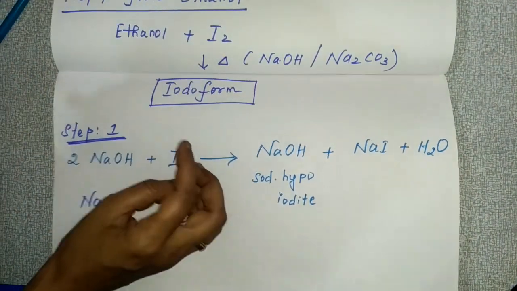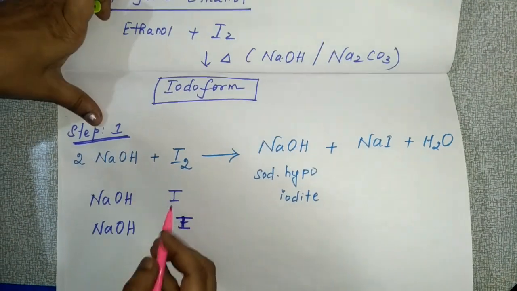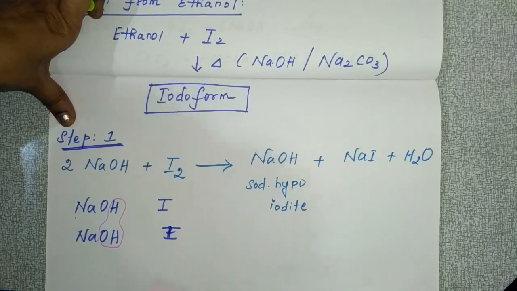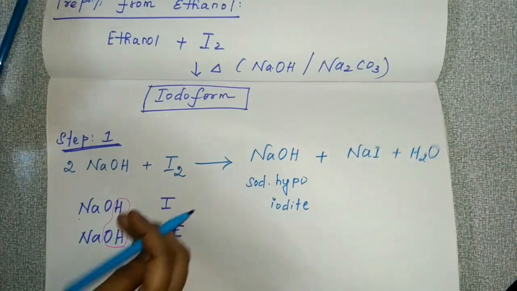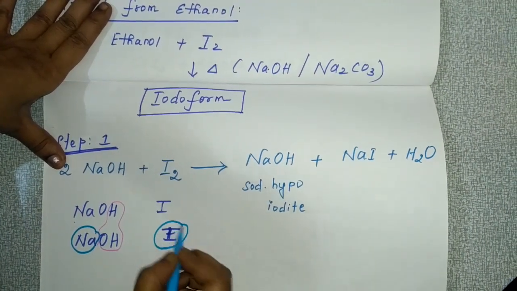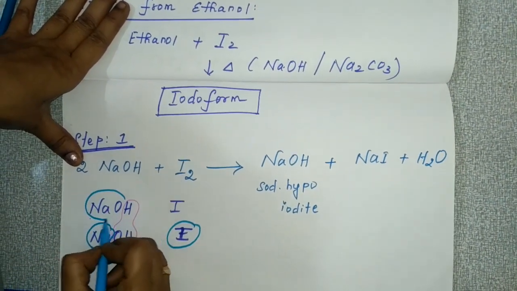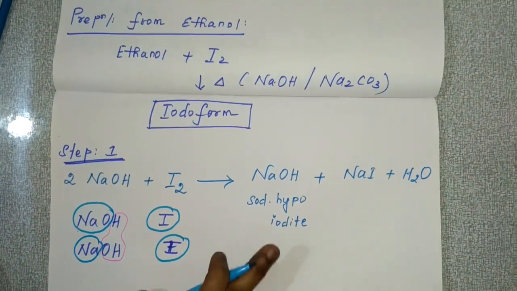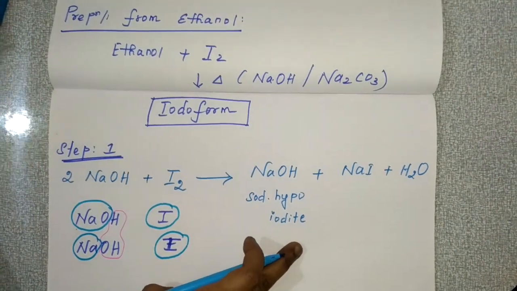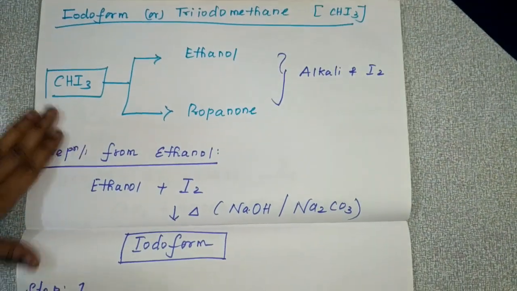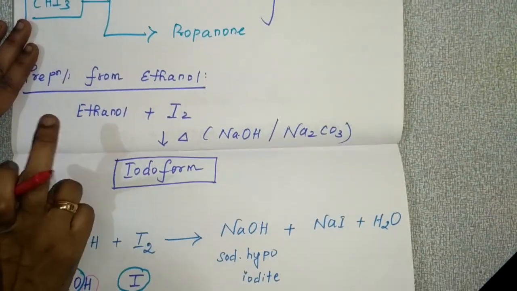So here what happens? Water will come out and you are left with sodium iodide and NaOI, that is sodium hypoiodite. So this is the first step. And the second step is that the formed sodium hypoiodite will react with ethanol. So I'll write the second step.